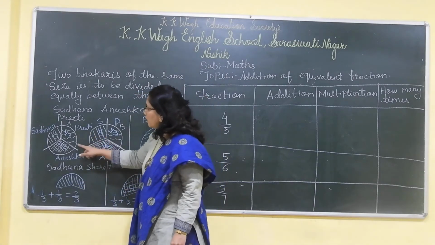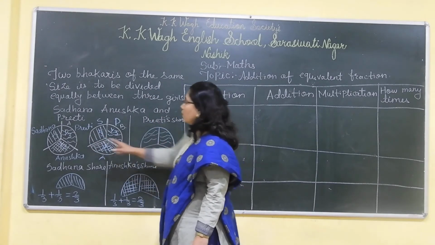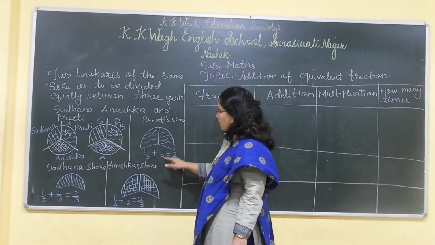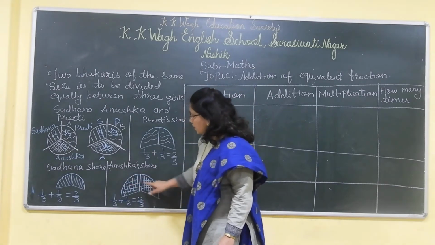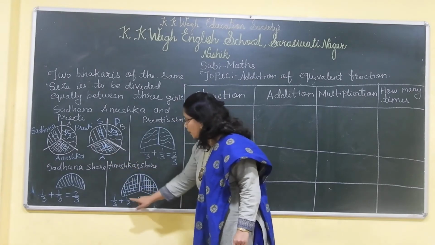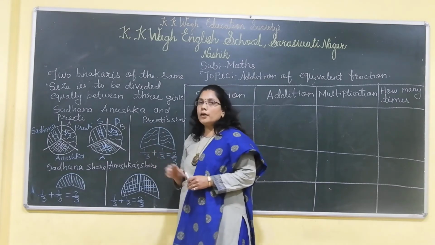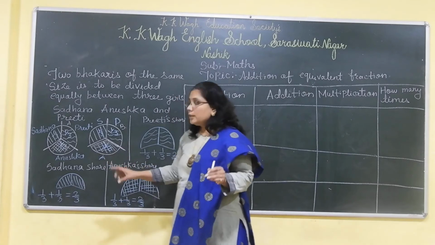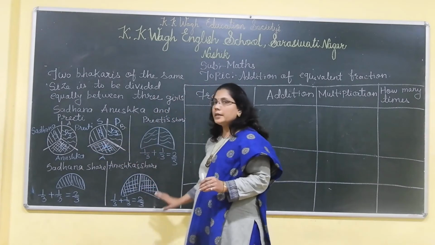Again for Preeti, you see this is the curve line for Preeti. One part from here, one part from here. 1/3 plus 1/3 is equal to 2/3. And for Anushka again, 1/3 from here, 1/3 from here. Again she got 2/3. Means each of the girls has got 2/3 of that bhakri. In this way, I want to show you the denominator is the same here: 3, 3, 3, 3. Everywhere it is 3.